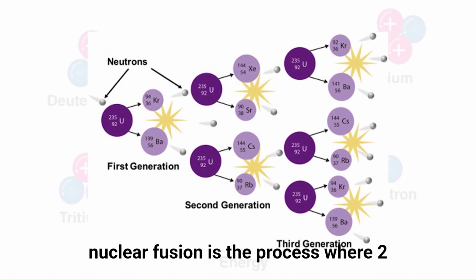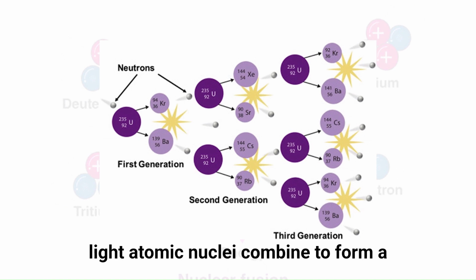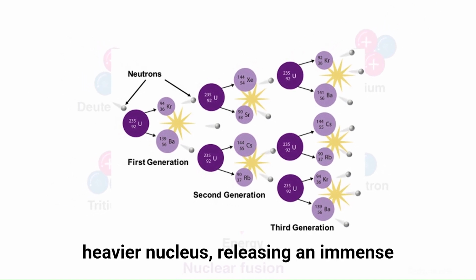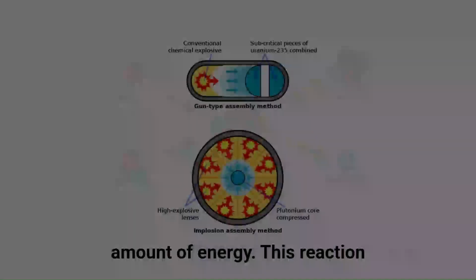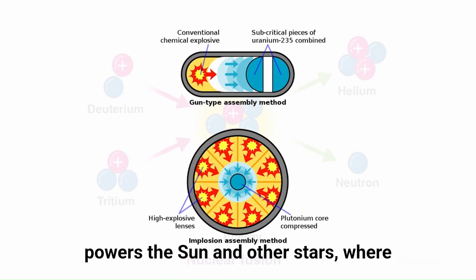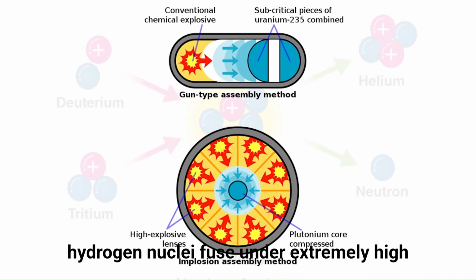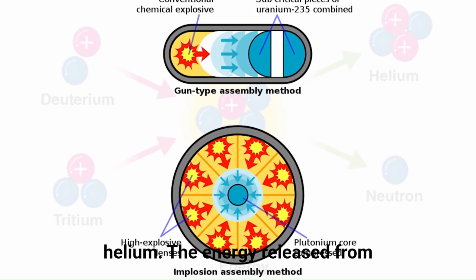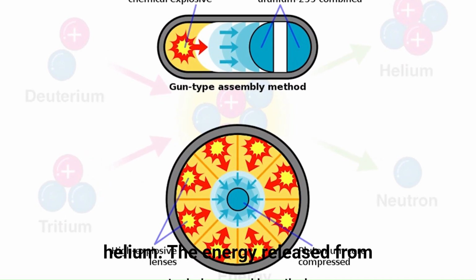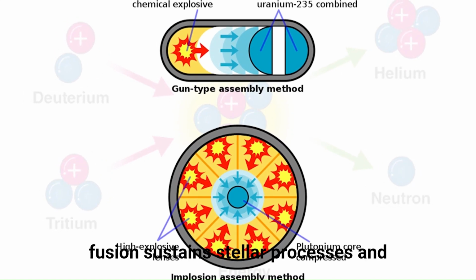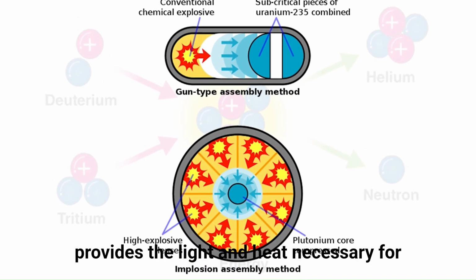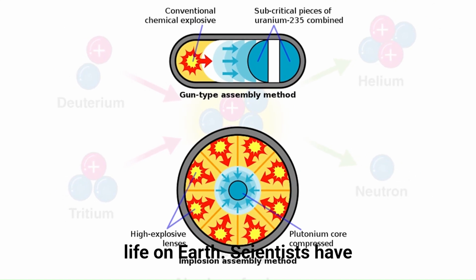On the other hand, nuclear fusion is the process where two light atomic nuclei combine to form a heavier nucleus, releasing an immense amount of energy. This reaction powers the Sun and other stars, where hydrogen nuclei fuse under extremely high temperatures and pressures to form helium. The energy released from fusion sustains stellar processes and provides the light and heat necessary for life on Earth.